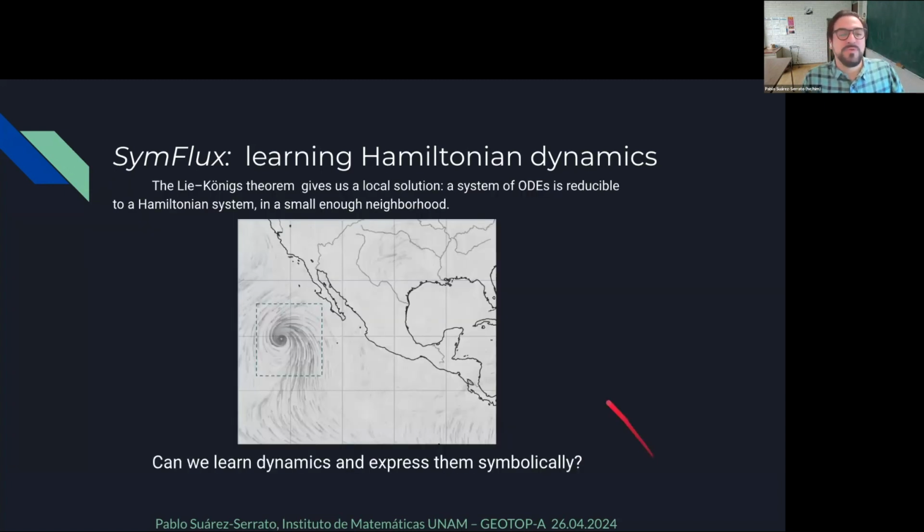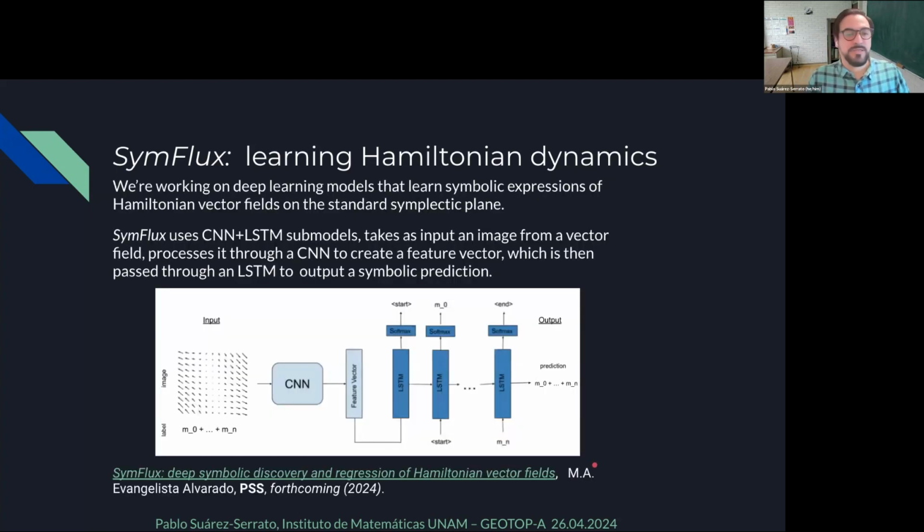Now, why would this be reasonable? First of all, there's a theorem by Lie, expanded by Koenigs, that tells us that a system of ODEs is reducible locally to a Hamiltonian system, in a small enough neighborhood. So going back to this picture of the hurricane, this might mean that in this little window here, we can describe this using an ODE. And the question then again becomes, can we learn these kinds of dynamics and express them symbolically?